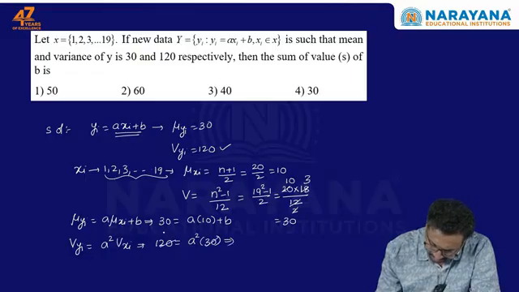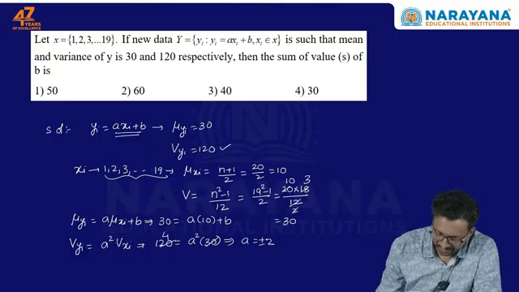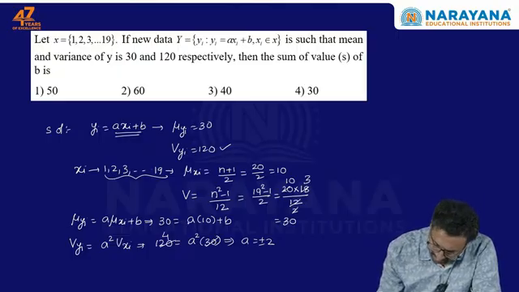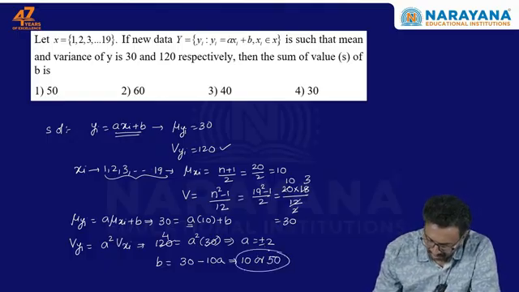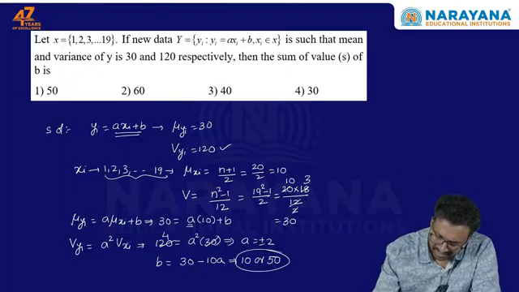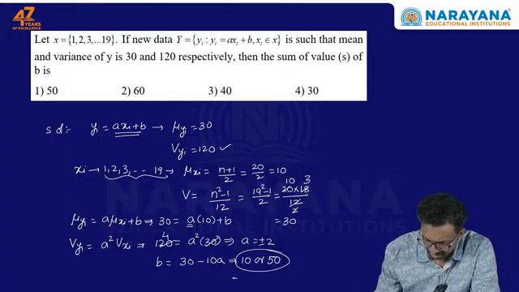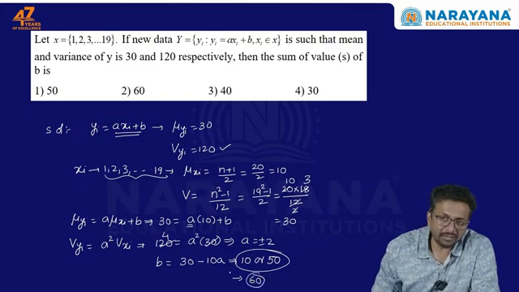So from this, you can very clearly see that a is equal to plus or minus 2. There are two options for a. Now, b is equal to 30 minus 10a. If you take a is equal to 2, you get 10, or if you take a is equal to minus 2, you get 50. So b is equal to 10 or 50. So the sum of the values of b is equal to 60. So the second option is the correct answer.